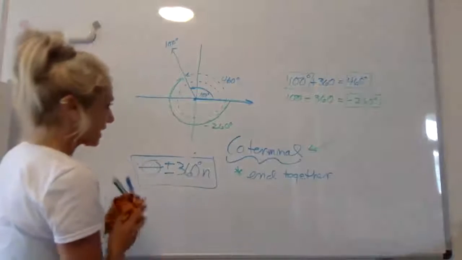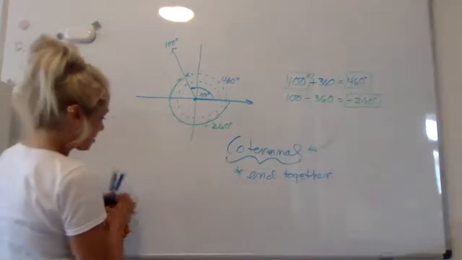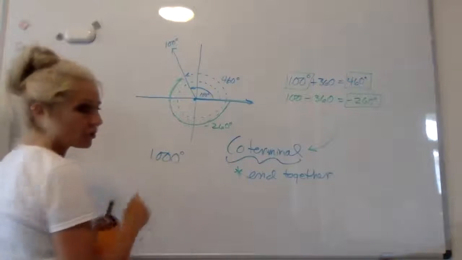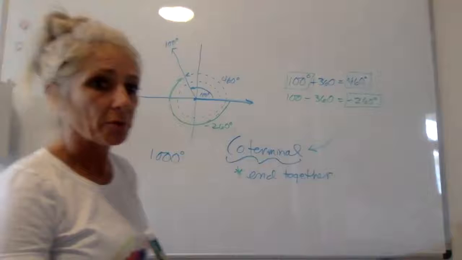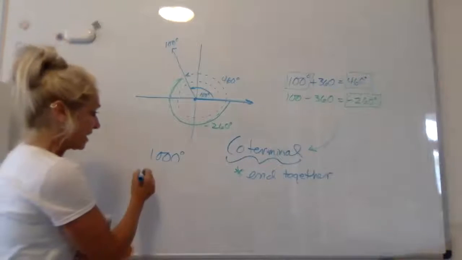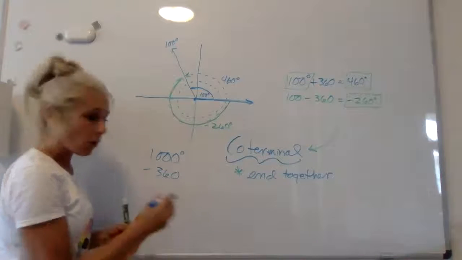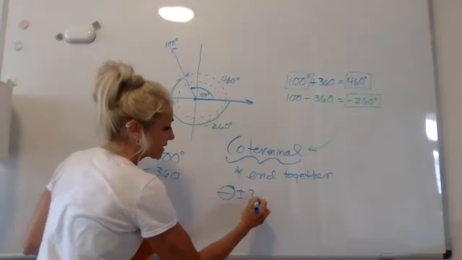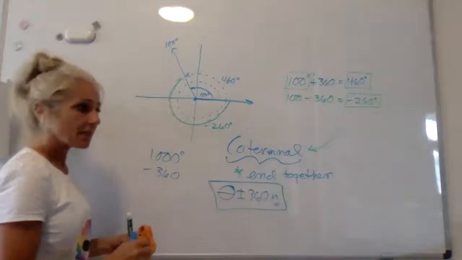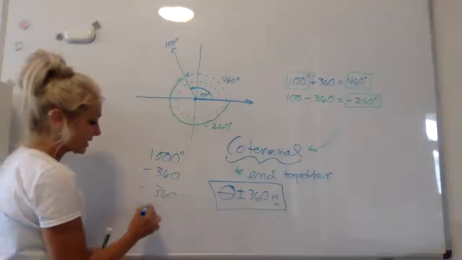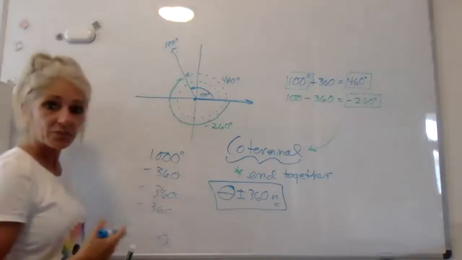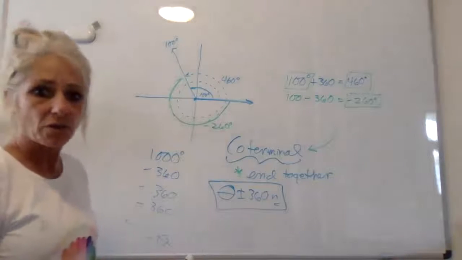What if I started, last thing, and then I'll let you go. What if I started with something really big? What if I started with like 1,000 degrees? And I'm trying to give a coterminal that's negative. Well, I would just keep taking away 360. That whole business about adding or subtracting 360 as many times as needed, that's where that comes in. So I would just keep taking away 360 until I get to something that's a negative answer, if that's what it's saying is give me a negative coterminal.